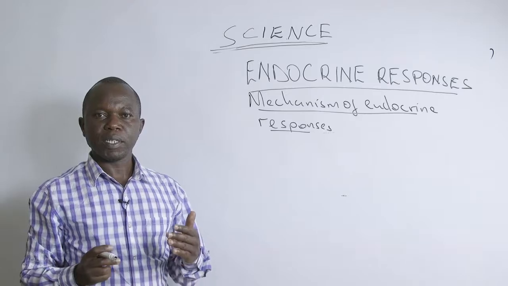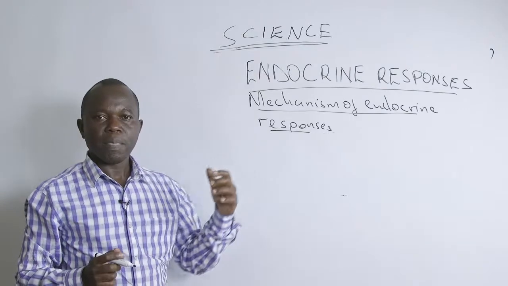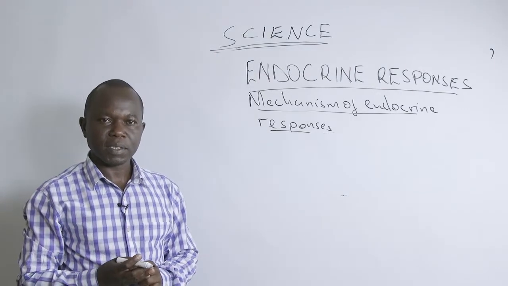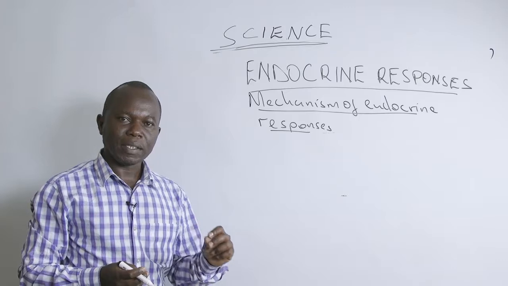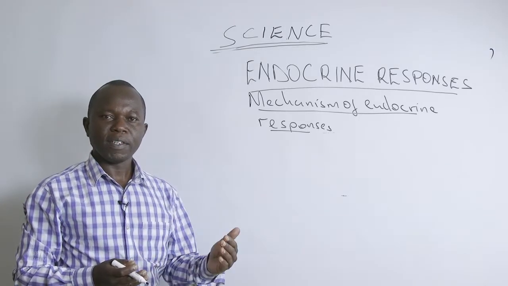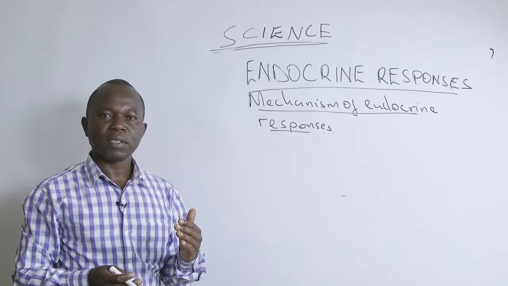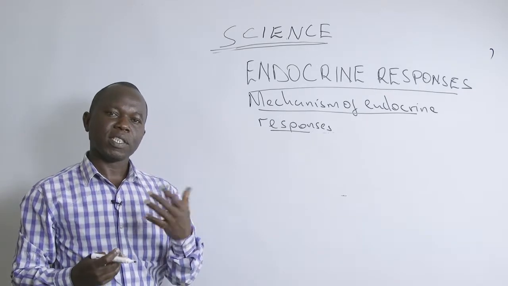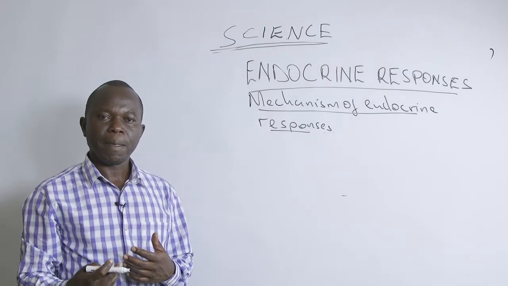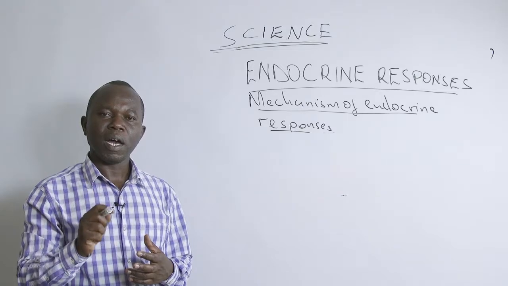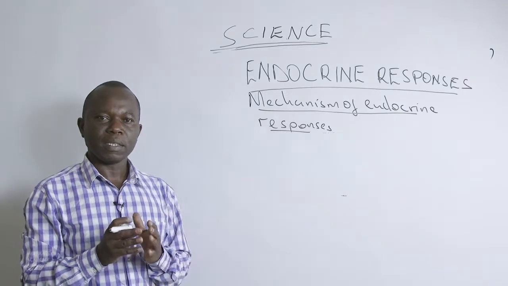So for any response to be evoked, one thing that must be there is a stimulus. So there must be a change in the environment. That change in the environment will stimulate a gland to release a hormone. After that hormone has been released, it will diffuse into the circulatory system. Circulatory system will now take over the role of transporting the hormone to the target cell. But on the target cell, we usually have receptor structures. Those receptors are going to bind with the hormone.